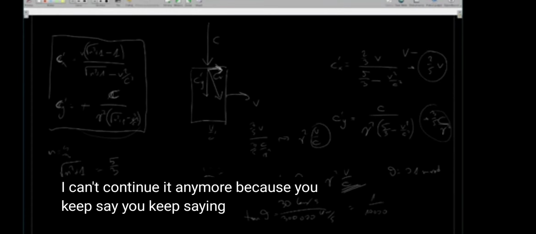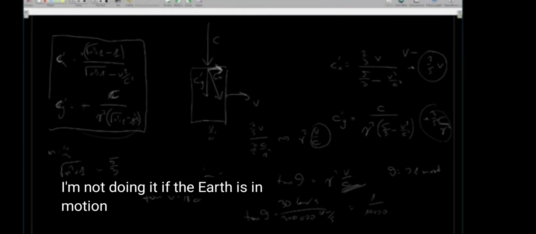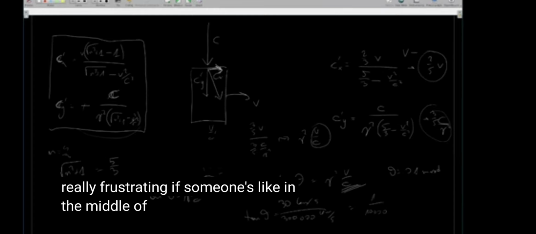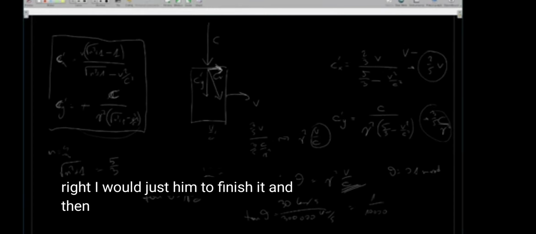I'm done. I can't continue anymore, because you keep saying wrong things. You are telling me what I'm doing when I'm not doing it. If the Earth is in motion, hang on, guys. I would go one at a time, and even if someone is saying wrong things, it's really frustrating if someone's in the middle of speaking and you're just chiming in like, no, that's not true. Even if he is wrong, I would just give him time to finish and then respond.